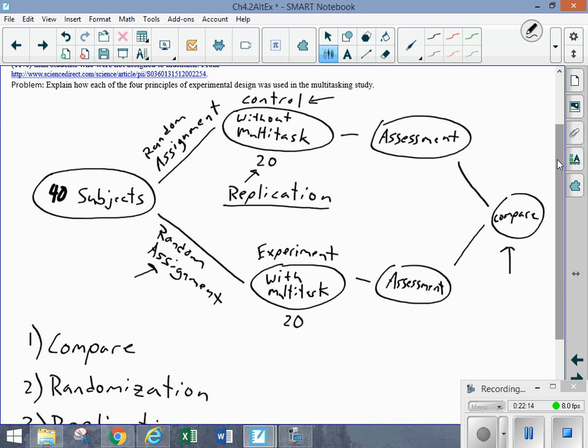Yes? So where does the replication? It's just, so replication is just doing the experiment on enough subjects. So you're not redoing the whole experiment, you're just doing it on enough subjects. Exactly. There would be better replication in this case if we had 100 subjects, and we assigned 50 to our control and 50 to our experiment. That would address the issue of replication much better. Cool.